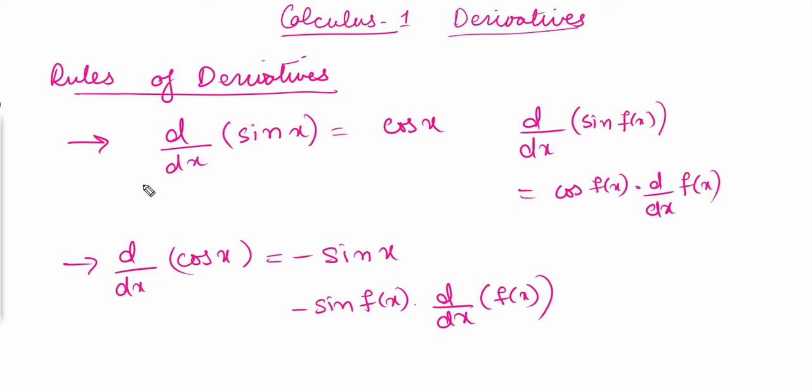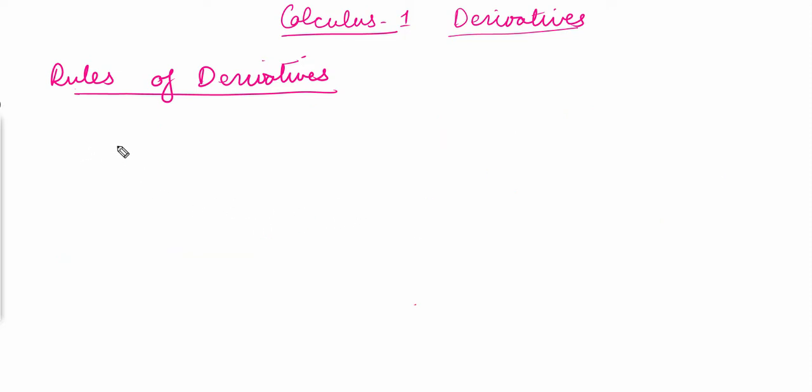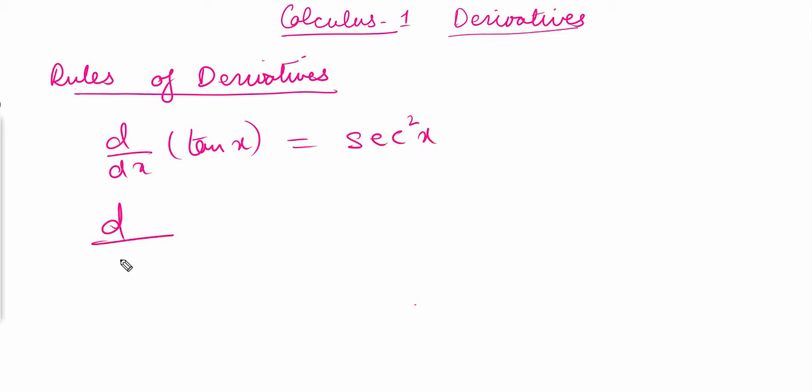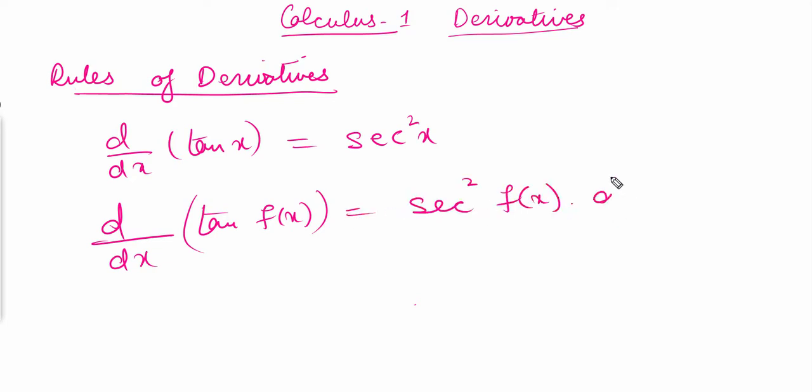Now we will see the derivative of tan x. So d by dx of tan x will be equal to secant square x, and if x is in the form of a function, so tan f of x, that will be equal to secant square f of x times d by dx of f of x.